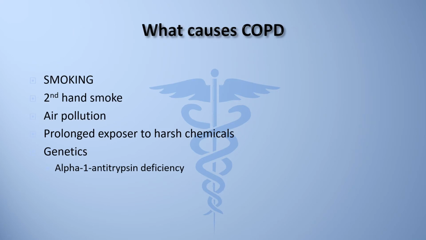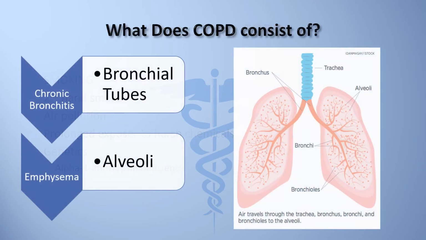Some common things that cause COPD would be smoking or secondhand smoke, air pollution, prolonged exposure to harsh chemicals, and some genetic factors. The two conditions that make up COPD are chronic bronchitis and emphysema. They both affect the lungs in a different way. As you can look in the picture, here's a normal flow in normal lungs. Because these two are different, we will discuss them separately.